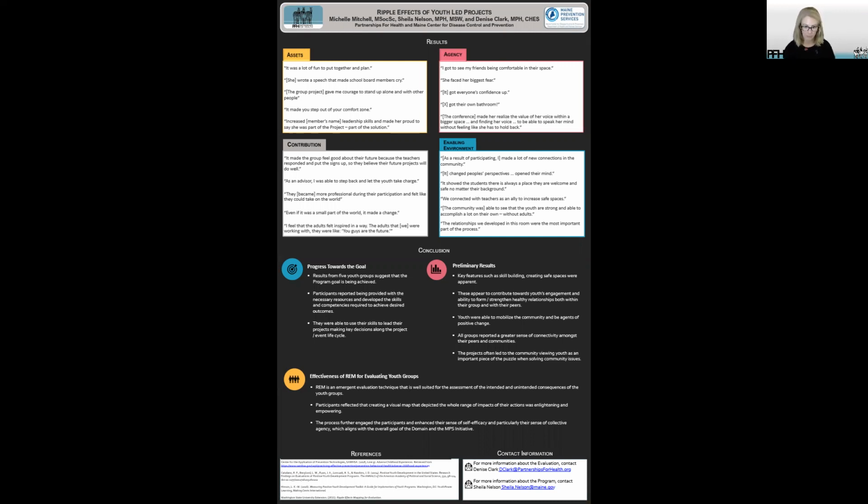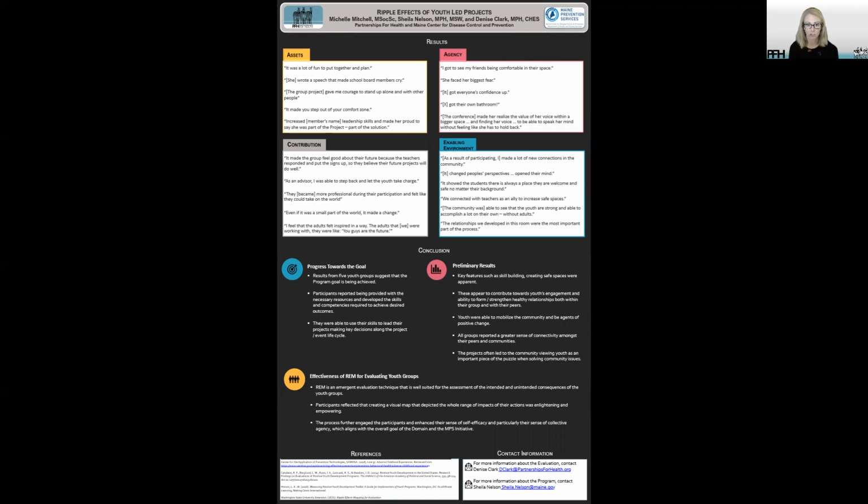And last, we have enabling environment. This refers to youth that are surrounded by an environment that develops and supports them. Each project provided opportunities for positive interactions and participation with the group, the school, and the community at large. The events gave the groups visibility in the community or in the school and showed that the youth are able to accomplish a lot on their own.